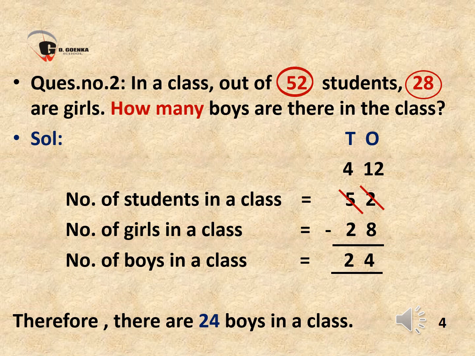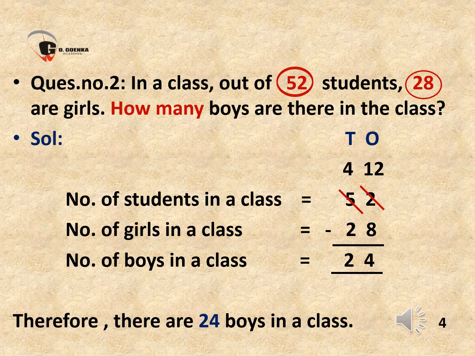So after completing our 3 steps, we'll move on to our 4th step, which is to solve the question. And first we will align our numbers along with the statements. First is number of students in a class, which is 52. Number of girls in a class equals to 28. Now we'll have to solve it. First we'll solve the ones value, where we'll have to subtract 8 from 2. And you know that 2 is a smaller number and 8 is a bigger number.